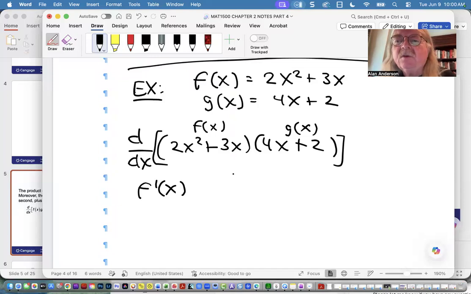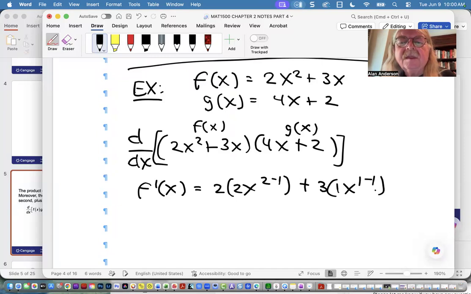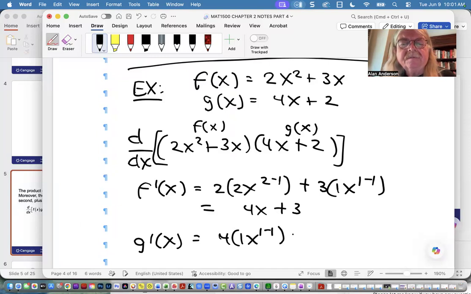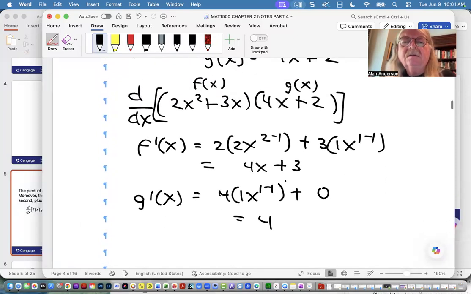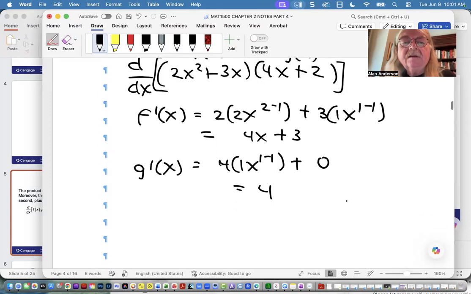So here we're going to use the same rules we've been using. This one will be 2x to the 2 minus 1 plus 3, which means 4x plus 3. G prime of x, even simpler, is 4, 1, x to the 1 minus 1. And this is just 0. You can just write it like that. Just 4. Okay. Now we plug in these expressions into the definition.